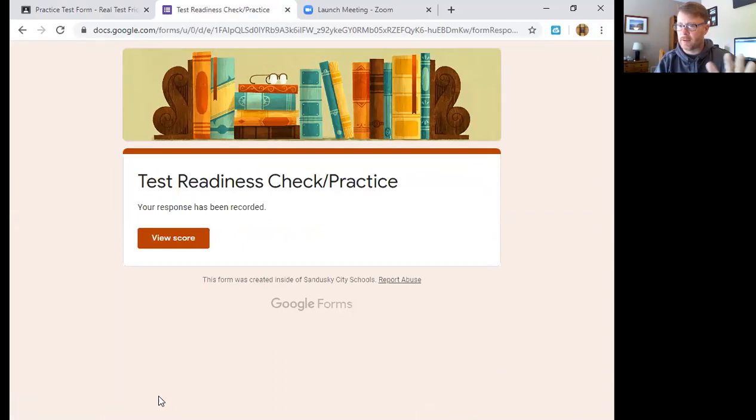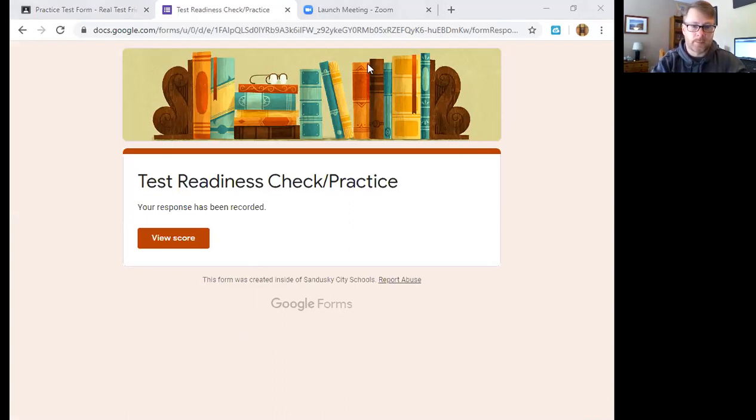It may or may not let you view your score, but remember, it's only going to score your multiple choice. It has no idea how to grade written responses, so it just marks those wrong. I go through and grade those by hand. I don't want you to worry about that in any way, shape, or form. But once you submit, you cannot resubmit. So make sure you do not submit until you are all set.